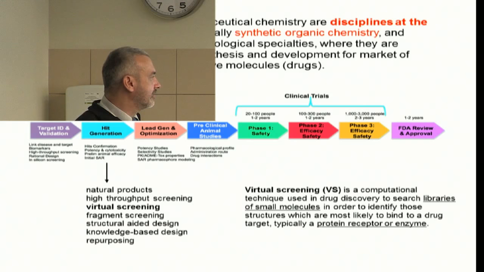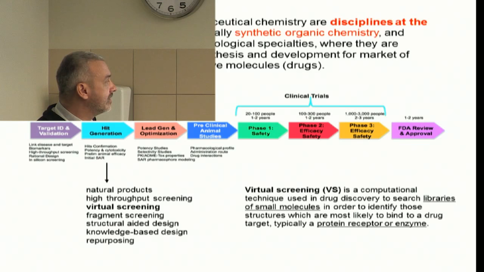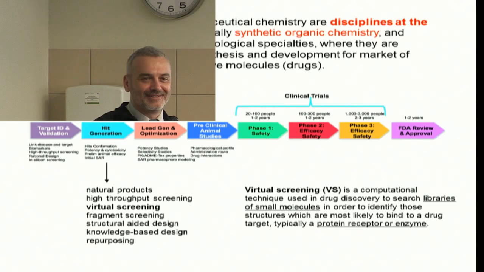And here I listed several ways to find your hits for certain targets. You can, for example, start from natural products. You can use high throughput screening, like Martin showed us. A lot of pharmaceutical companies use this technology. A lot of papers just start from having hits from HTS programs. We develop new compounds.